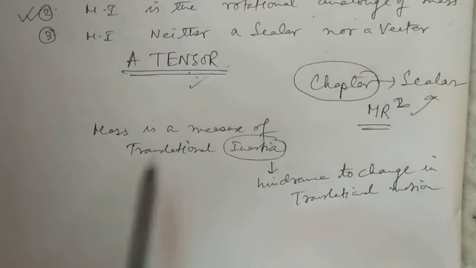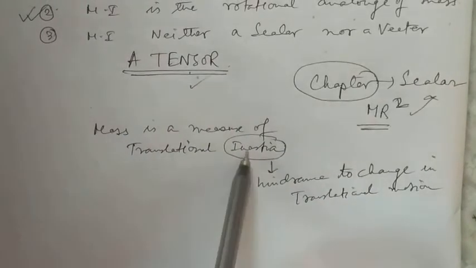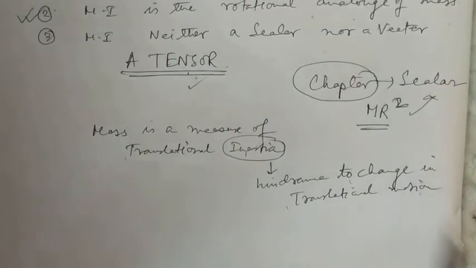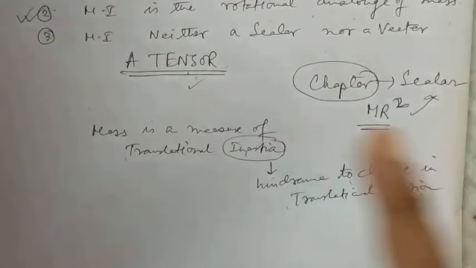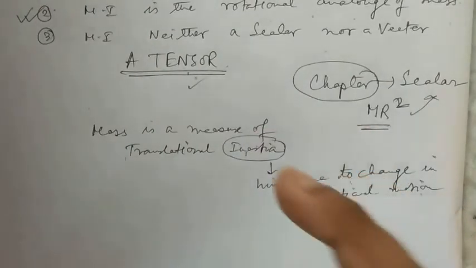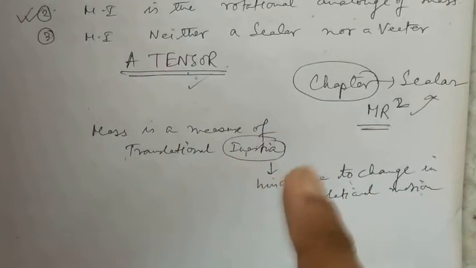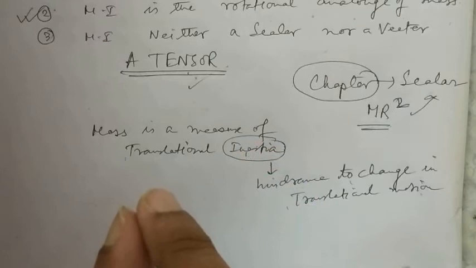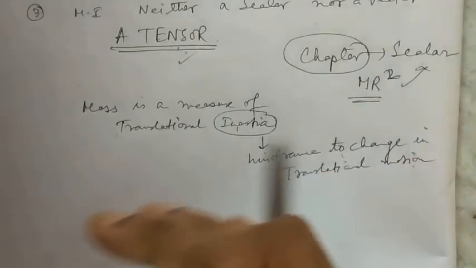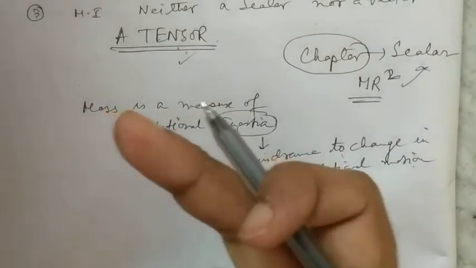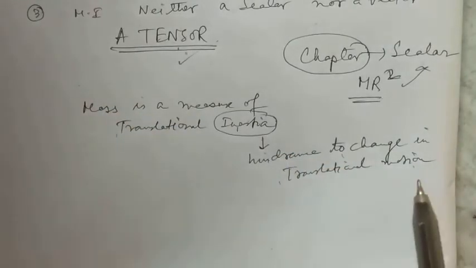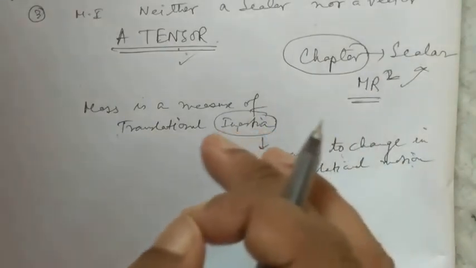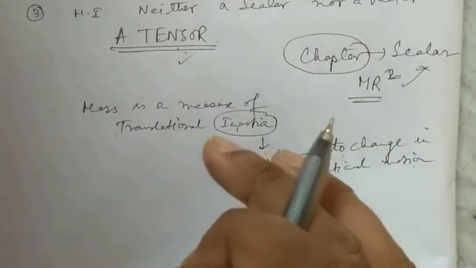So mass is a measure of translational inertia. Translational inertia means it is a hindrance to change in translational motion. That means a body at rest tries to be in a state of rest. If we try to move the body, it will always try to stay at rest. That means it is hindering the change. Now if we consider the moment of inertia, what does it mean? In absence of external torque, the body either remains at rest or executes uniform circular motion. That means the moment of inertia of the body can be called rotational inertia.